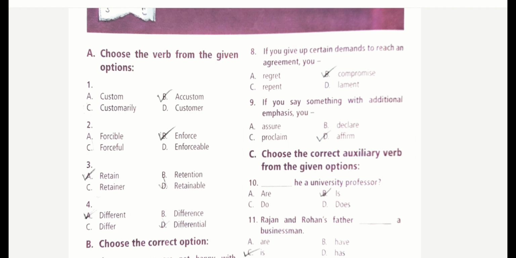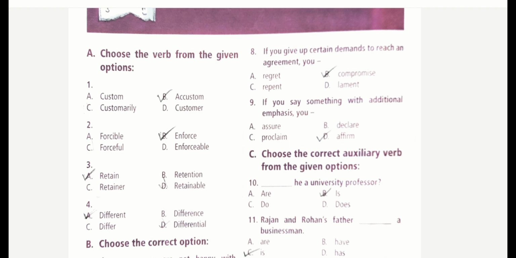So let me explain in a simple way the meaning of custom. Custom is a traditional way of doing things or a personalized item. Okay, it is a noun. What is customarily? It is usually done in a traditional or common way. So this is also not a verb, this is an adverb. What is the meaning of customer? A person who buys products or services. So customer is also not a verb, it is a noun. So what are we left with? We are left with accustom. Accustom means to get used to something by experiencing it repeatedly. Okay, so this is a verb.